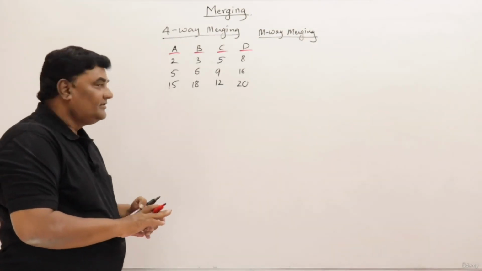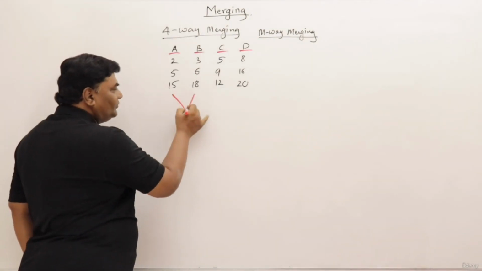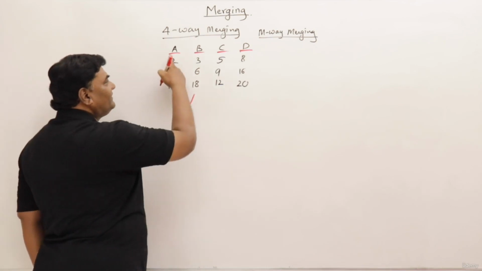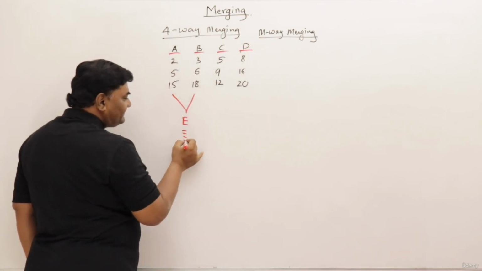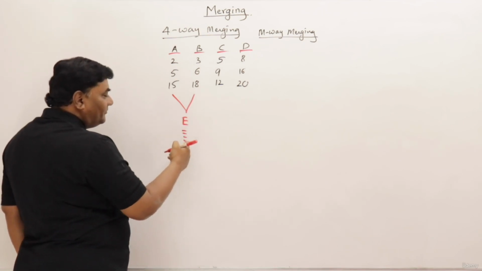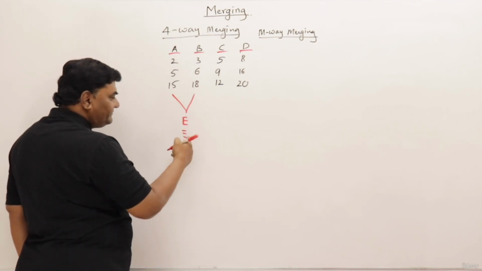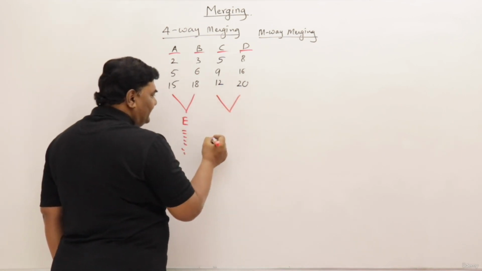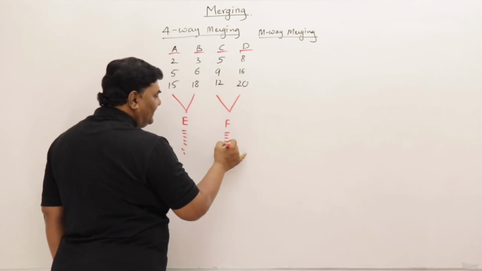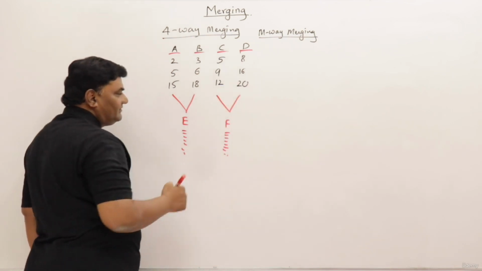We look at that solution. Let us look at another method. First, we will merge these two lists and we get another list. So these names are A, B, C, D. Let us call this E. We get another list E. Suppose this is the merged list of these two. Then we can merge these two again. So this is F and this is the result of this merging.